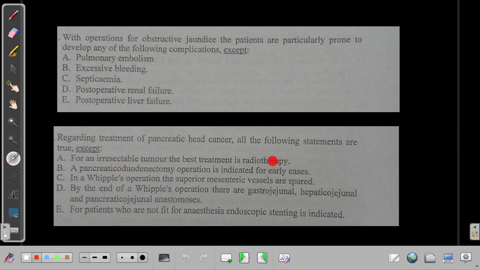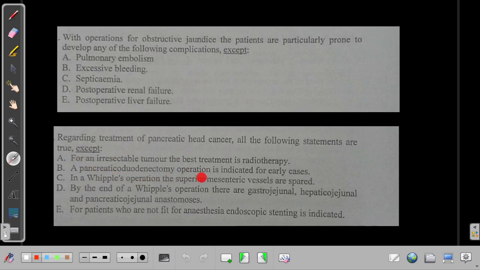This is untrue. This is the exception. As a matter of fact, for a resectable tumor, the most common palliative procedure is to do cholecystojejunostomy, to bypass the obstruction caused by the tumor in the head of the pancreas. So go for A. The rest will be true.